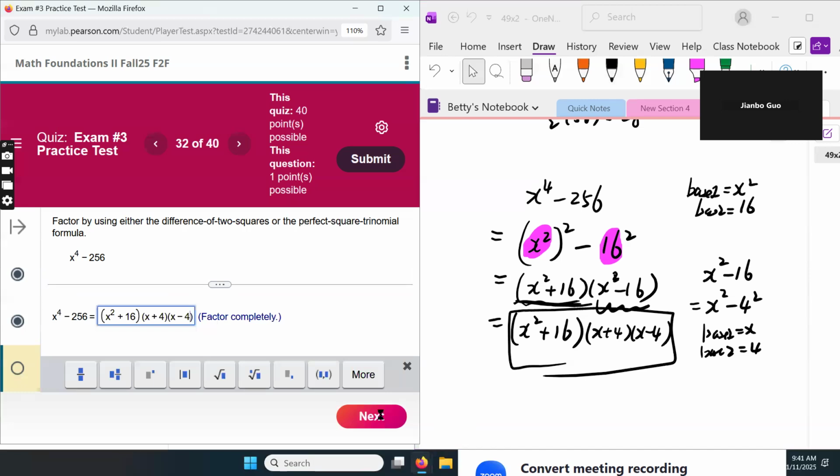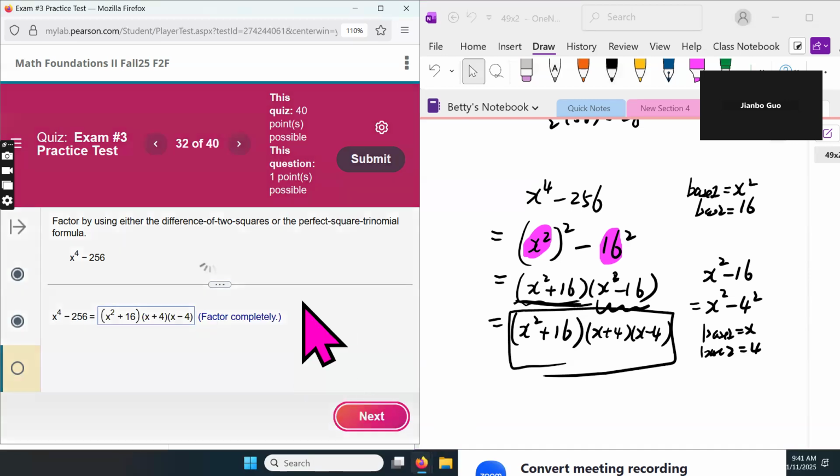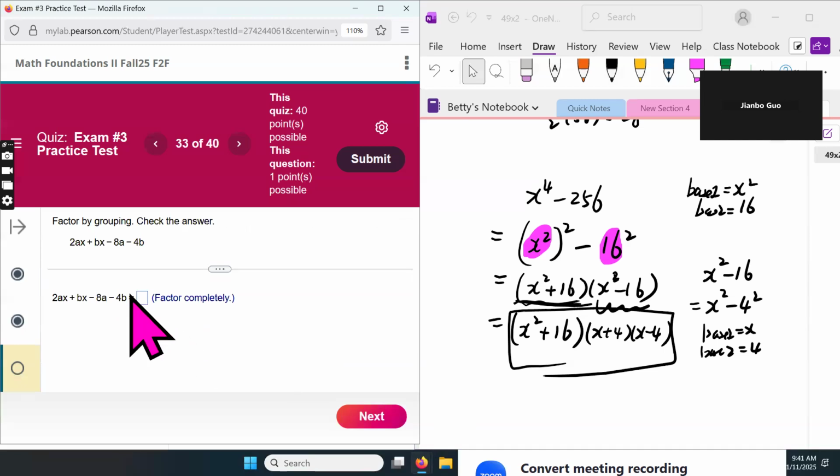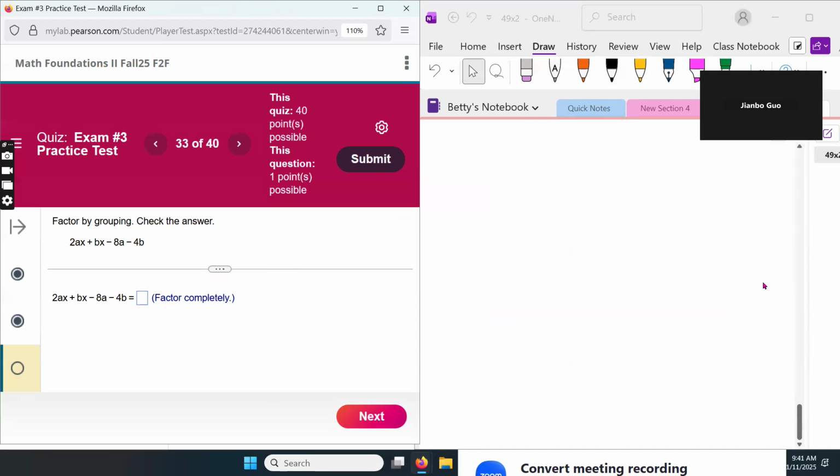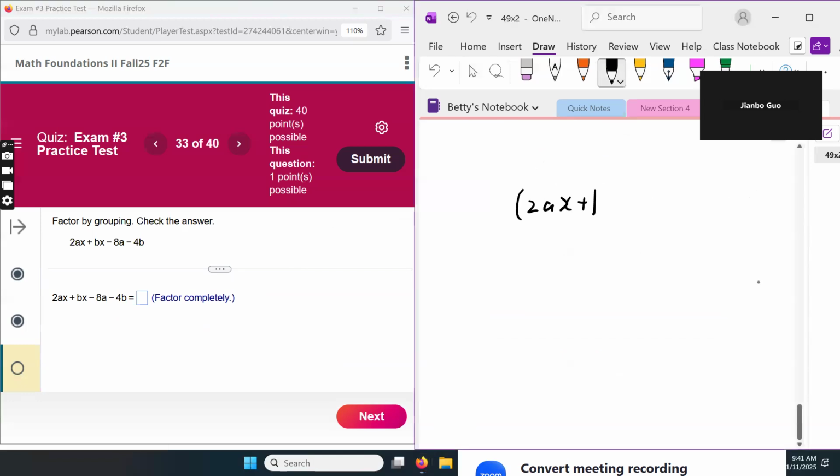And then, next, question number 33, factoring by grouping, check the answer. Okay, 4 terms. We are going to use grouping method. Try the first two, 2ax plus bx. The last two is negative 8a minus 4b. The first two terms have GCF of x. After we factor x out, 2a plus b inside the parentheses.